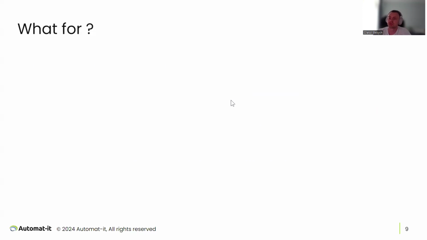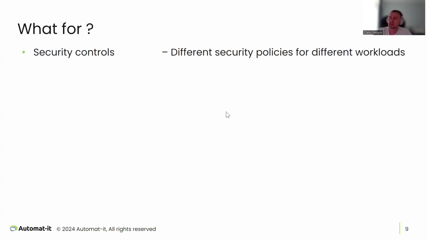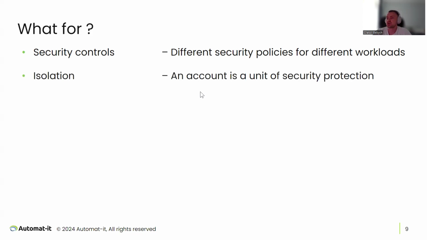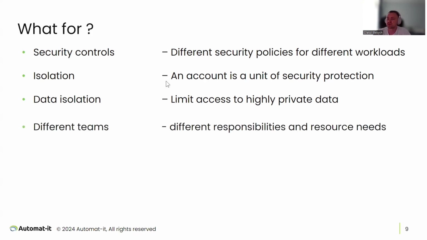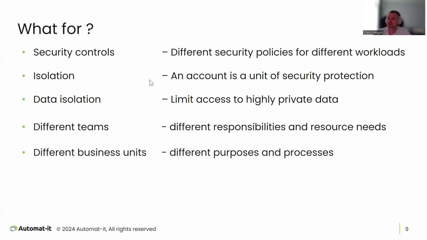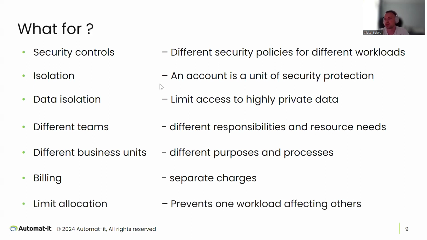And what kind of problems can the landing zone solve for you? For example, you need to apply different security policies for different workloads. You need isolation on account level. You need to limit access to highly private data. You have different teams with different responsibilities and resource needs, as well as different business units that may have different purposes and processes. You can have more convenient billing, and you can efficiently manage limit allocation and prevent a situation when one workload affects others due to reaching service limits.